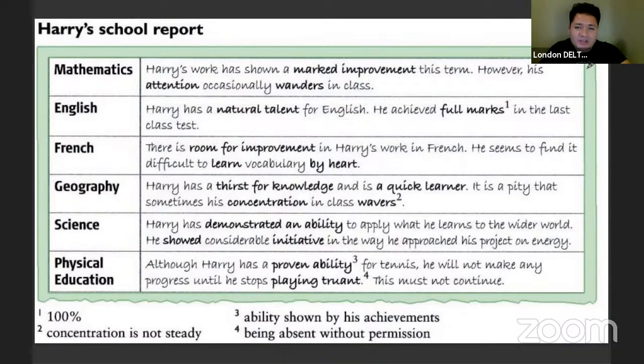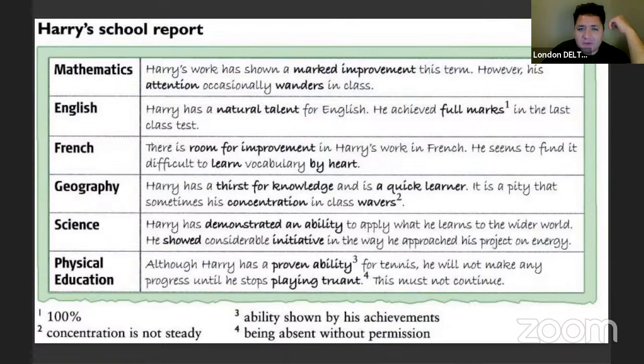Okay. The next one, let's read for English, please, Pau. Harry has a natural talent for English. He achieved full marks in the last class test. Okay, very well. So natural talent. Okay, very well. So we have this, right? Natural, again, Latin, talent, Latin. He achieved full marks. Okay, full marks is like a straight A, right?